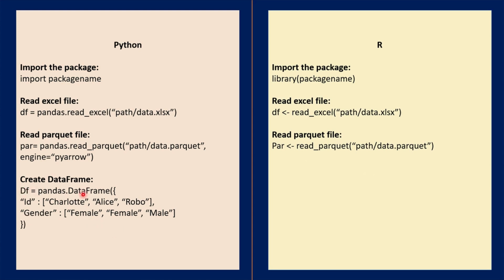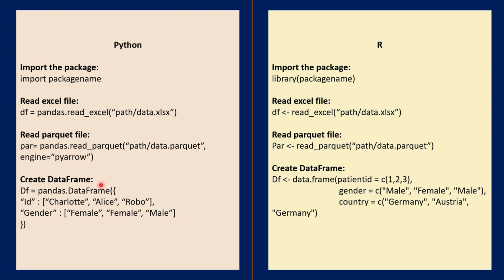You call your pandas package and the DataFrame function, and we give a dictionary here. The items in the curly brackets are the dictionary items. So in id, we're giving Charlotte, Alice, Robo. That means three rows and an id column, and gender is also a column, in which the rows we have given as female, male and male. In this way you can call the DataFrame function and create a data frame.